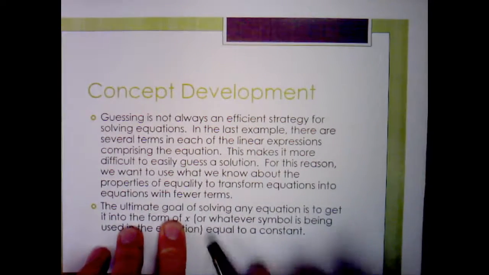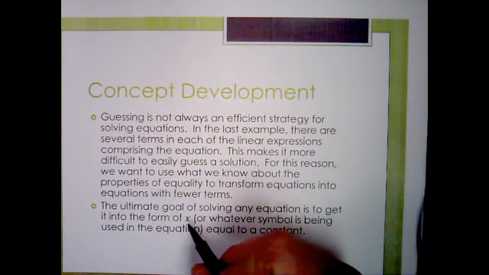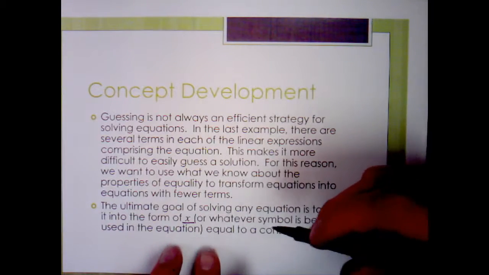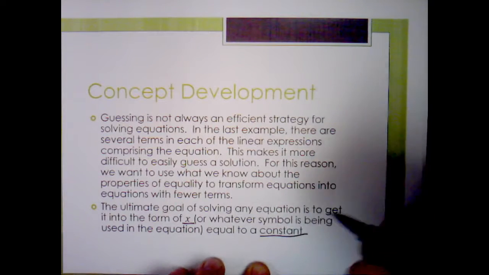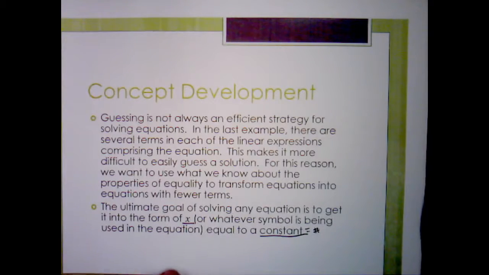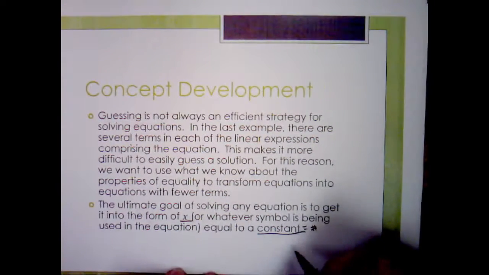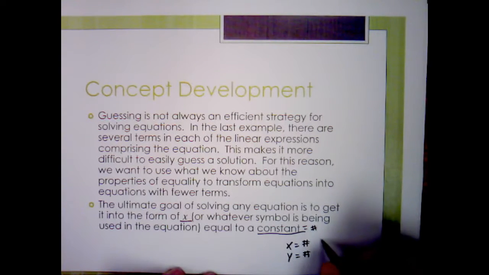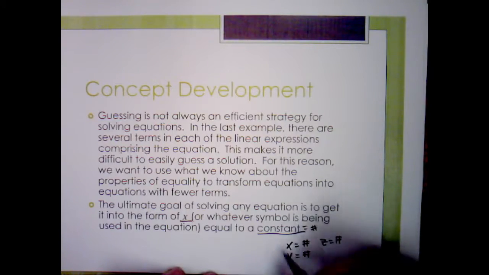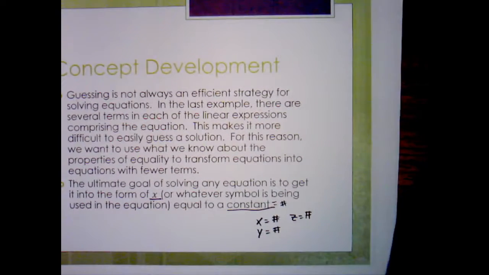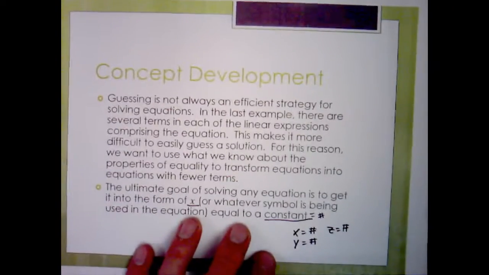Our ultimate goal in solving any equation is to get it into the form of x, or whatever symbol is being used, so that could be any variable x, y, r, w, is equal to a constant. What is a constant? Remember, a constant is a number. So in order to solve an equation, we want x to equal a number. We want y to equal a number. We want z to equal a number. Whatever variable we're using, we want that to be by itself, equal to a number. And that's what our answer or our solution is going to be. That's what we're looking for when we solve an equation.